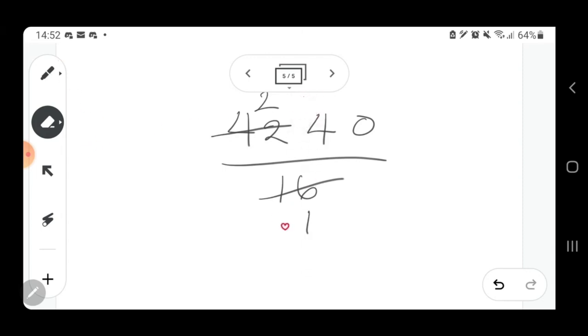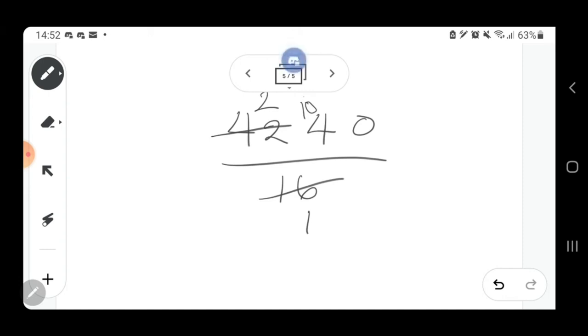So let's go again. 16 times 2 is 32, right? But we are going to 42. So remainder 10. I love this. So we now have 104. Now again, you question yourself, how many lots of 16 will I find in 104? So the first step is think your 16 times table again. 16 times 2 is 32, times 3 is 48.